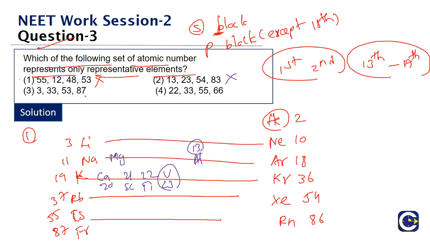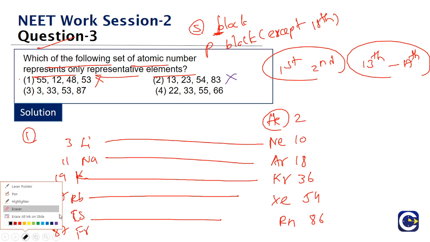Now we'll have to come to option 3. In option 3, look at the atomic numbers given to us. First they are giving atomic number 3. What is it? It is nothing but our lithium. So lithium is a first group element, so this is a representative element.